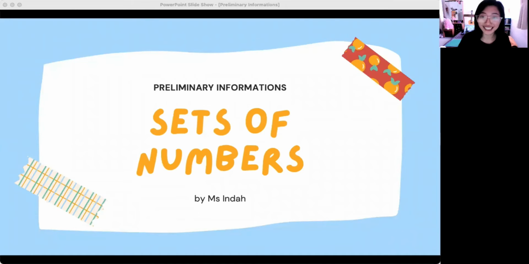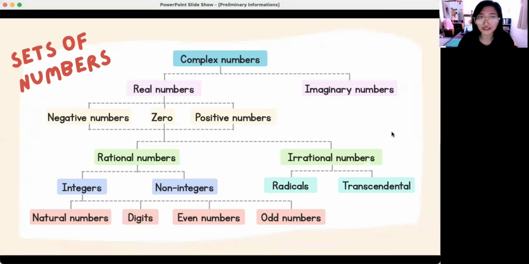So, hello everyone. In this video, we're going to learn about sets of numbers. But first, what does it mean by sets of numbers? Well, a set of numbers is really just a group of numbers. So here's a quick tour of how numbers fit together as a set. Before I continue, which sets are already familiar to you?